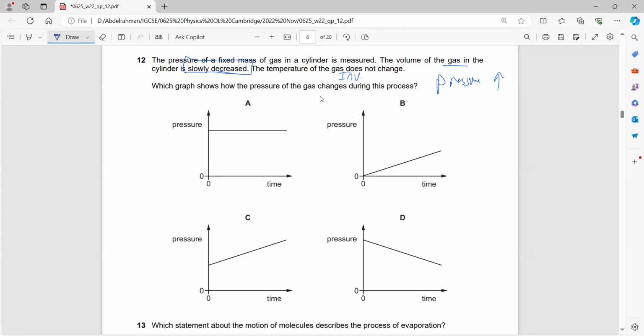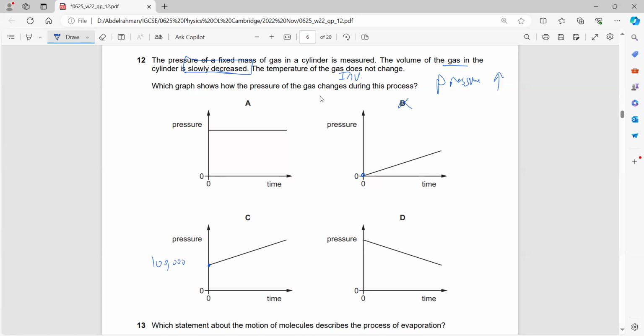So should it be B or C? It cannot be B. Why can it not be B? Because the pressure does not start from zero. The pressure of the air isn't zero. The pressure of air is the atmospheric pressure, which is around 100,000 pascals. So at this point, it should start at around 100,000 pascals.